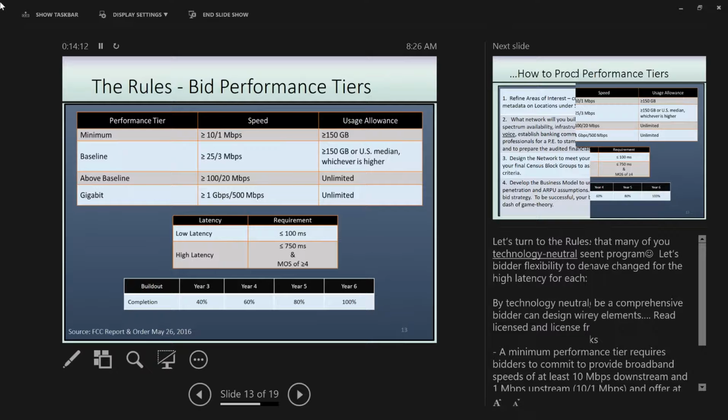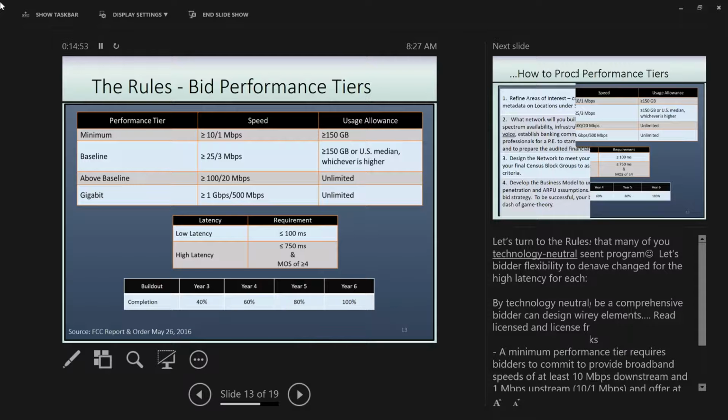Relative to the rules, bid performance and tiers, we have for the auction 4 technology-neutral service standards with bidder flexibility to designate either high or low latency for each. And by technology neutral, the FCC is saying that a bidder can design wireless networks, both licensed and license-free. A minimum performance tier requires bidders to commit to 10 megabit downlink and 1 megabit uplink. Actually, yes, that's correct, the minimum.